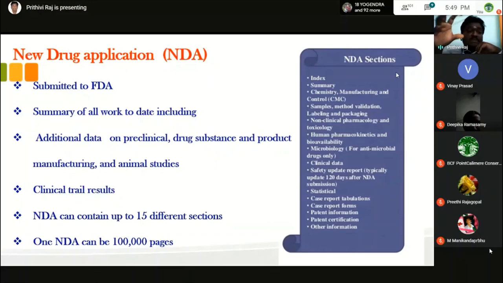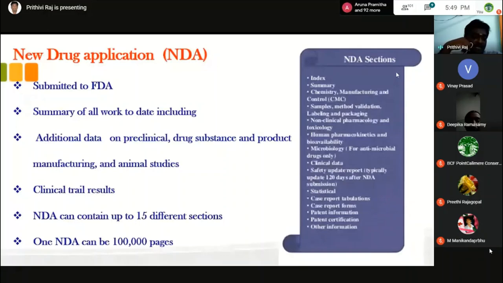So a summary of the natural work, that is why I told you pre-knowledge is very, very important for doing research in drug discovery. Another thing is additional data on preclinical drug substance and product manufacturing and animal studies. All the things you did in your preclinical research, you have to submit. Another thing is the clinical trial research done in human beings. I told you phase 1, phase 2, phase 3 will take 2 to 3 years. All the clinical trials, with positive and negative results, we have to submit to the FDA without any modification. That is very, very important.